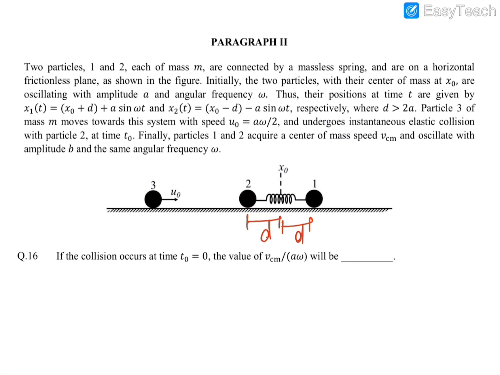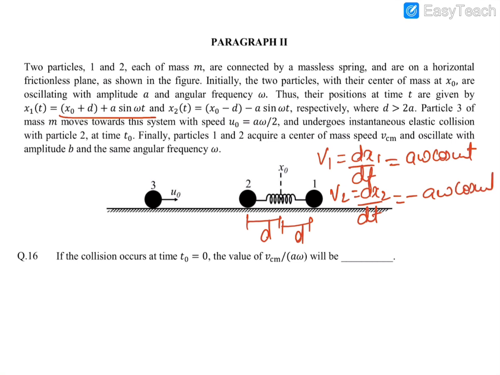Now I think this is a simple question. We can find the value of v1. v1 is the velocity of the first one, and it is dx1 by dt. So if we differentiate the equation, it would be a omega cos omega t, and v2 will be dx2 by dt, and that would be minus a omega cos omega t. This is v1 and v2, and at t is equal to 0, v1 will be equal to a omega and v2 will be equal to minus a omega.